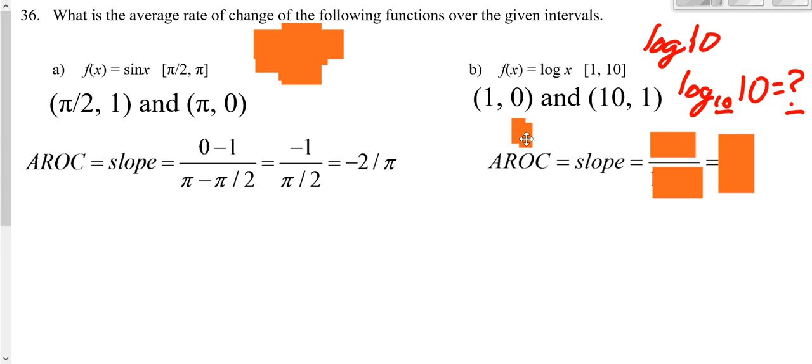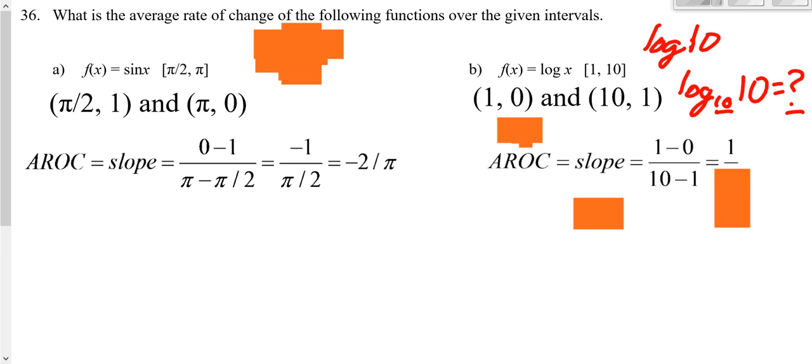So now we just do change in y over change in x. Subtract our two y values, and then we'd have to subtract our two x values, and we get 1 over 9.